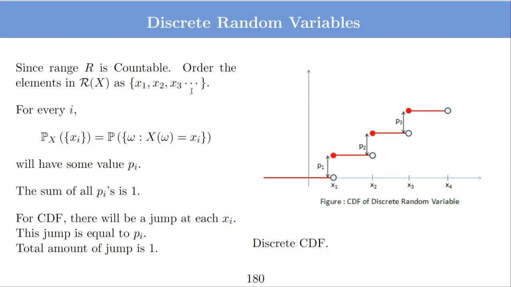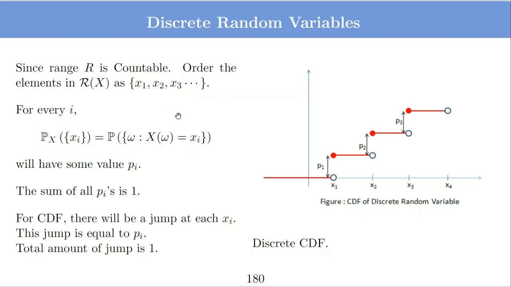Okay, so this means that for every i, the probability of the singleton set {xi} is the probability of all outcomes which map to xi. Because of this, I assume that the range includes all elements which have some non-zero probability of occurring. So the probability that X(omega) takes xi is some value, let's call it pi. For every i, you just take xi from the ordering you got, and this order can be anything, but an order exists because the range is countable.